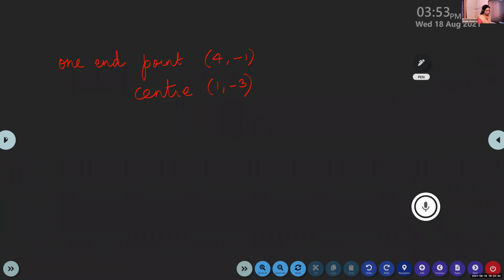The coordinates of one end of the diameter is (4, -1). And the center is (1, -3). Find the coordinates of the other end of the diameter.